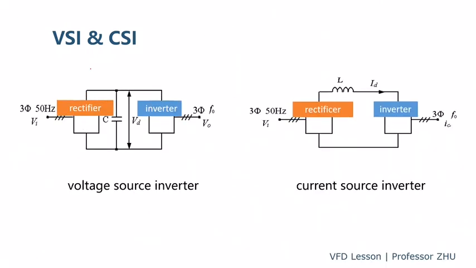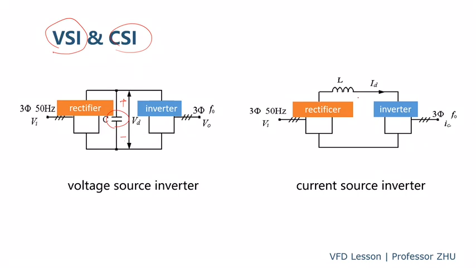So we have two types of inverter: the VSI, voltage source inverter, and the CSI, current source inverter. For the VSI, the capacitor is used on the DC side. Because we use a capacitor on the DC, the voltage on the DC will be almost constant because of the capacitor. So the inverter looks like a voltage source, so we call it the VSI.